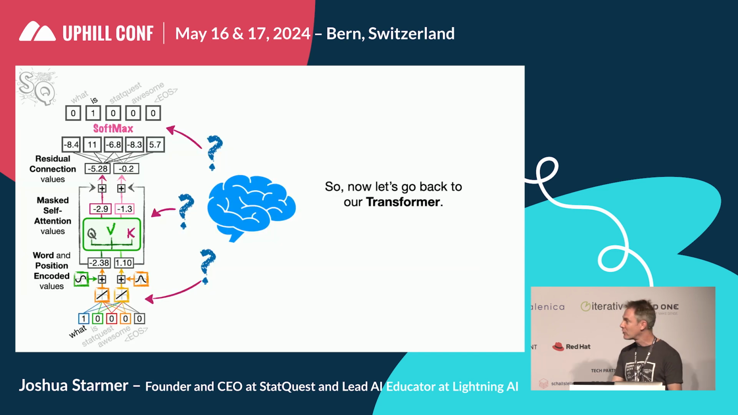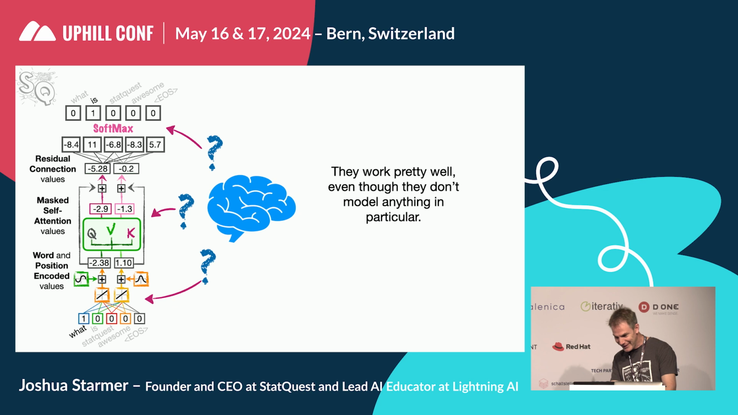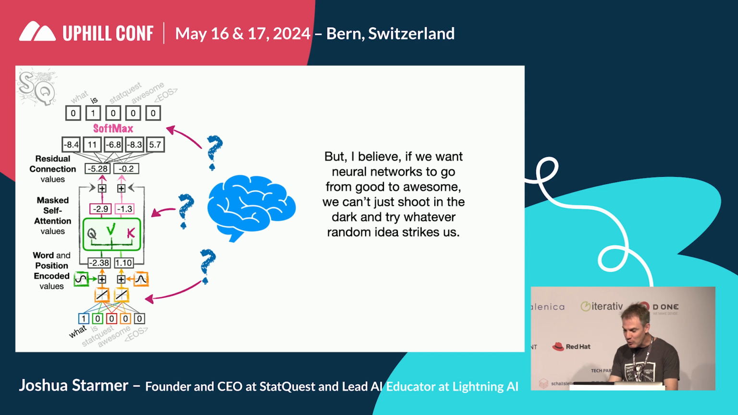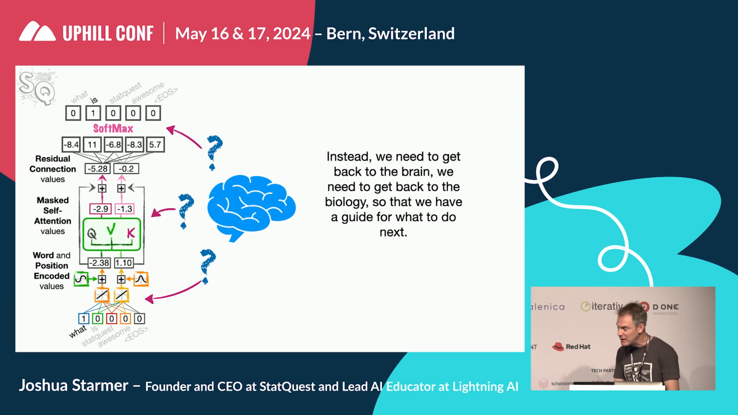Anyways, so now let's go back to our transformer. They work pretty well, even though they don't model anything in particular. But I believe if we want neural networks to go from good to awesome, we can't just shoot in the dark and try whatever random idea strikes us. Instead, we need to get back to the brain. We need to get back to the biology so that we have a guide for what to do next.